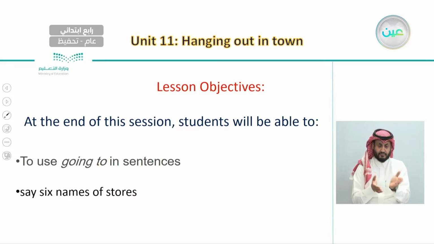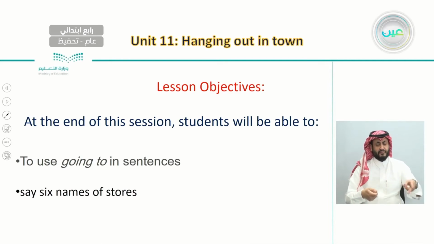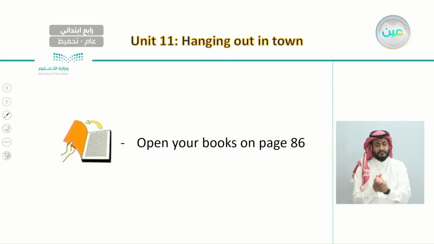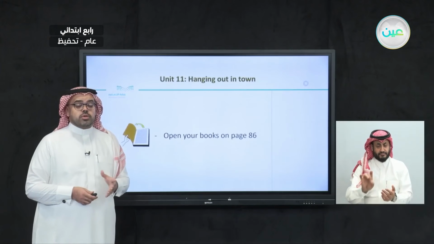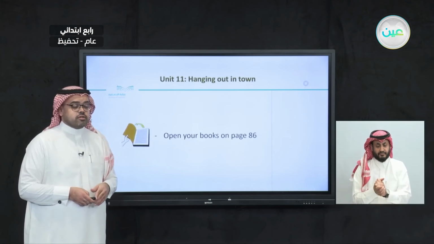So let's get to know our objectives in today's lesson. Our objectives in today's lesson is that we hope that at the end you will be able to use going to in sentences and to say at least 6 names of different stores. Now, I would like you please to open your books on page 86.